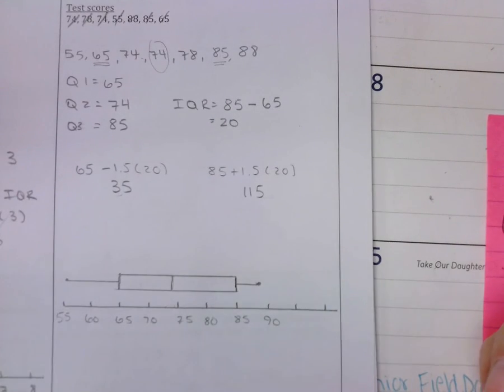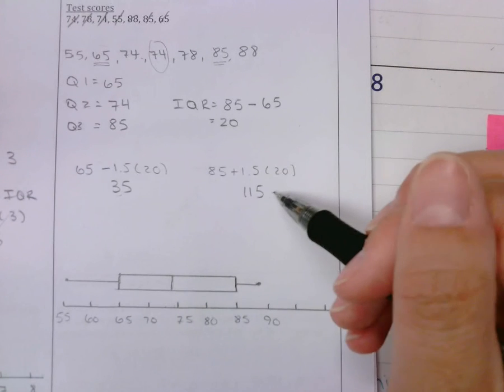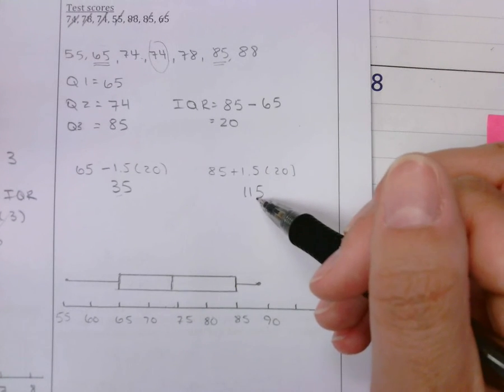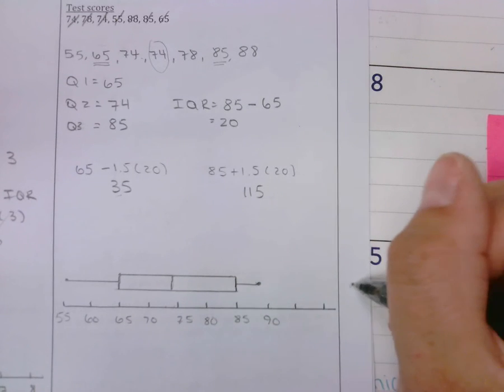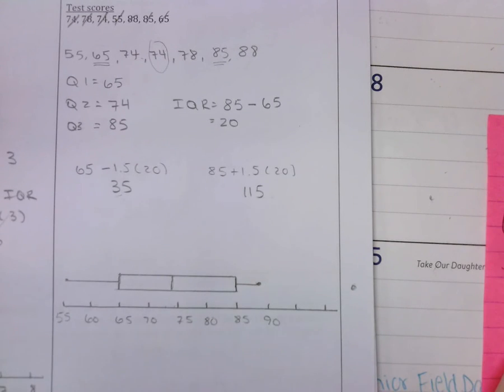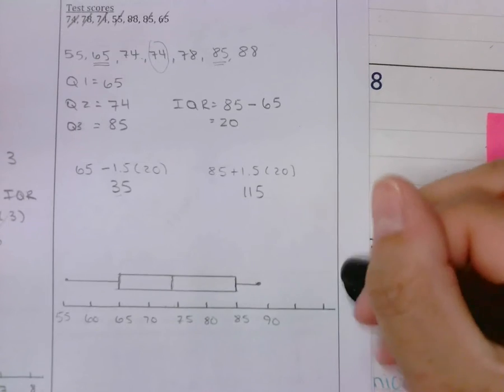If we had outliers, let's say someone got 100 on the test, or someone did a lot of bonus points and got a 115 on the test, you would put a dot at that outlier. But we don't have outliers, so we don't have to worry about that.